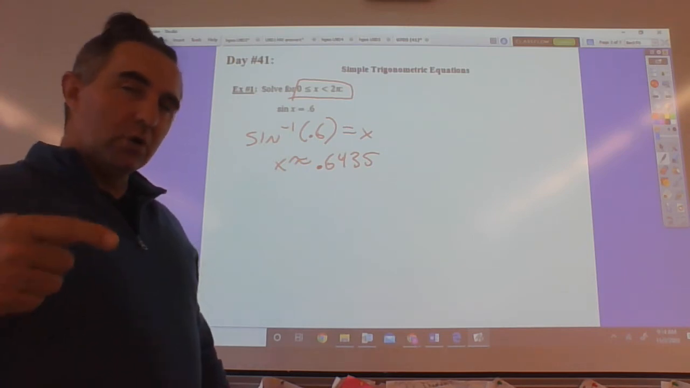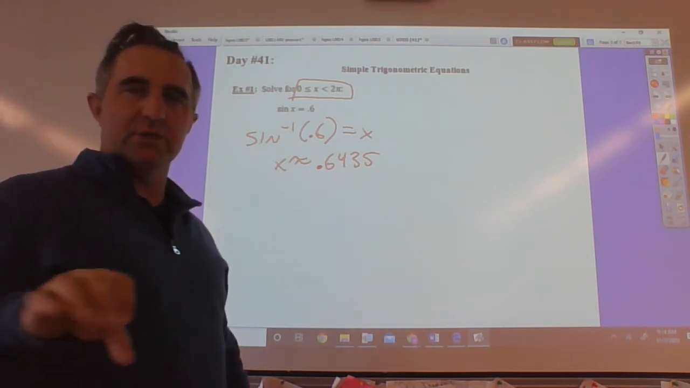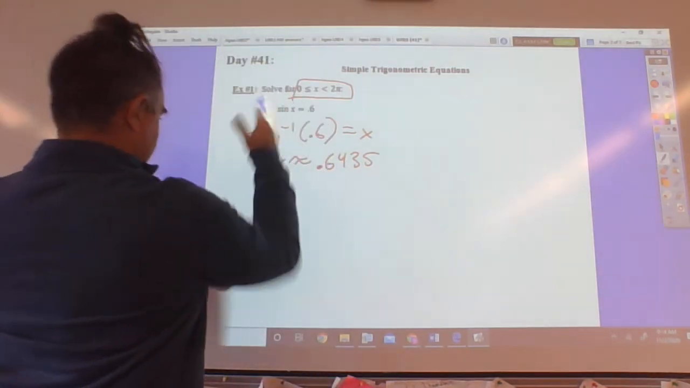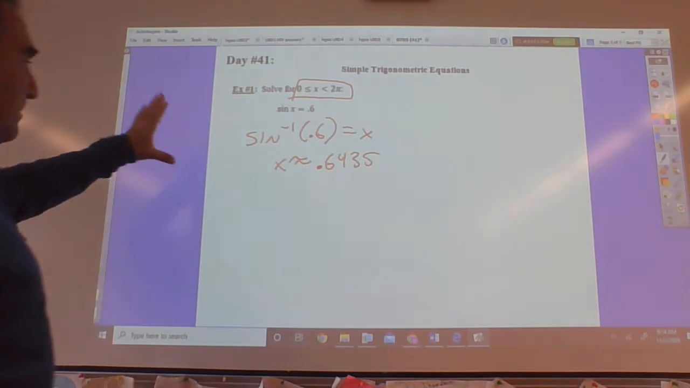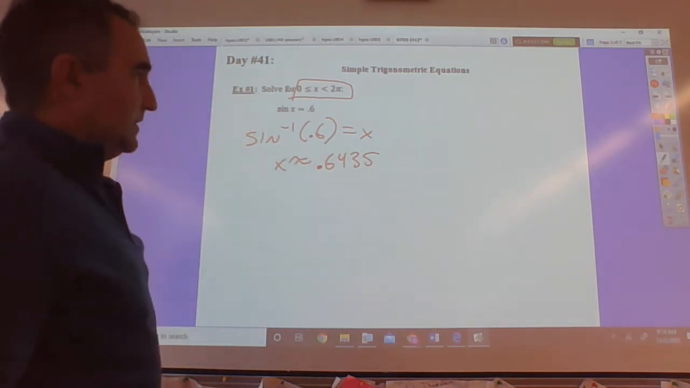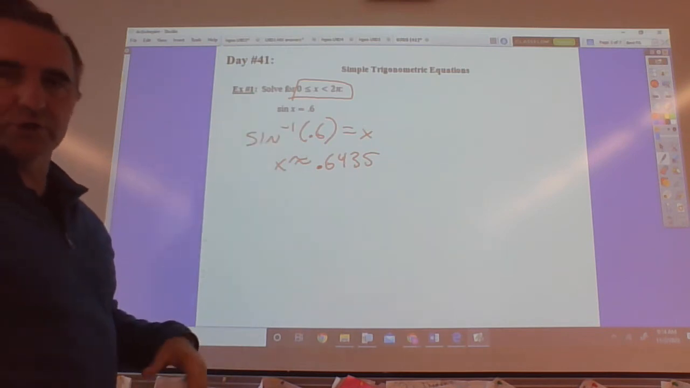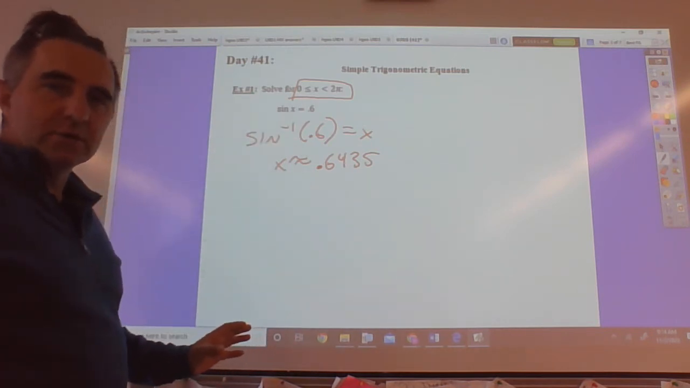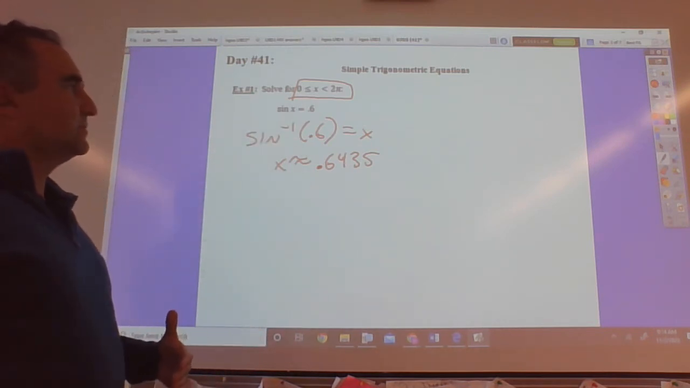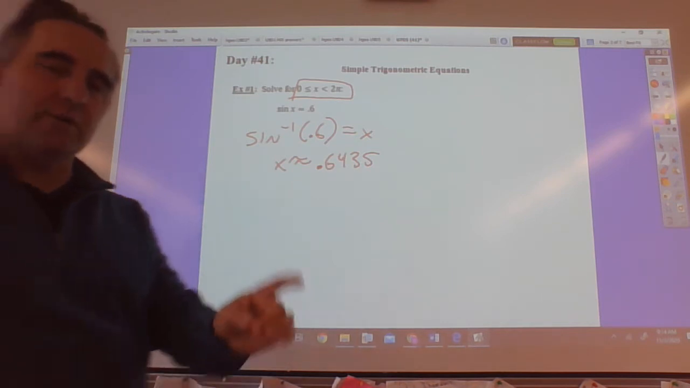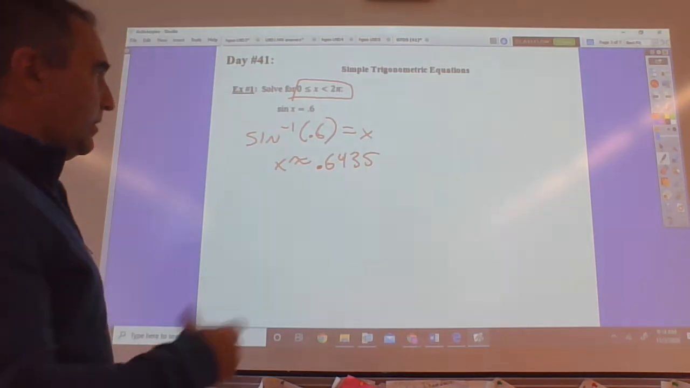Why? Because of all that work we did with that cheating mathematician, that 15 minutes of confusion where we had to genetically modify the sine graph so it had an inverse function, all that craziness, so we could have an inverse. We cut off a lot of the graph. There's another value. So now it's up to you to figure out, okay, where is the other answer?